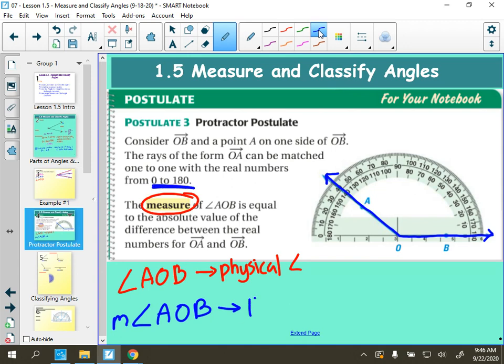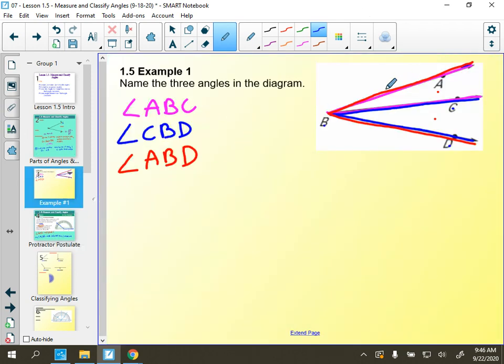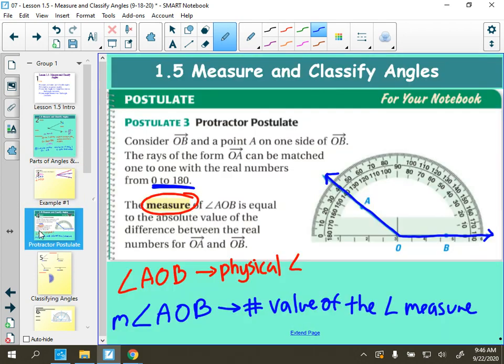The numerical value of the angle measure. Okay, so it's a difference of one letter, but we got to be careful as far as what we're talking about. If we want to talk about, we were just doing all those examples of the physical angles. Here is angle ABC, here is angle CBD. When we want to start talking about the numerical values of those measures, we got to add this little m.